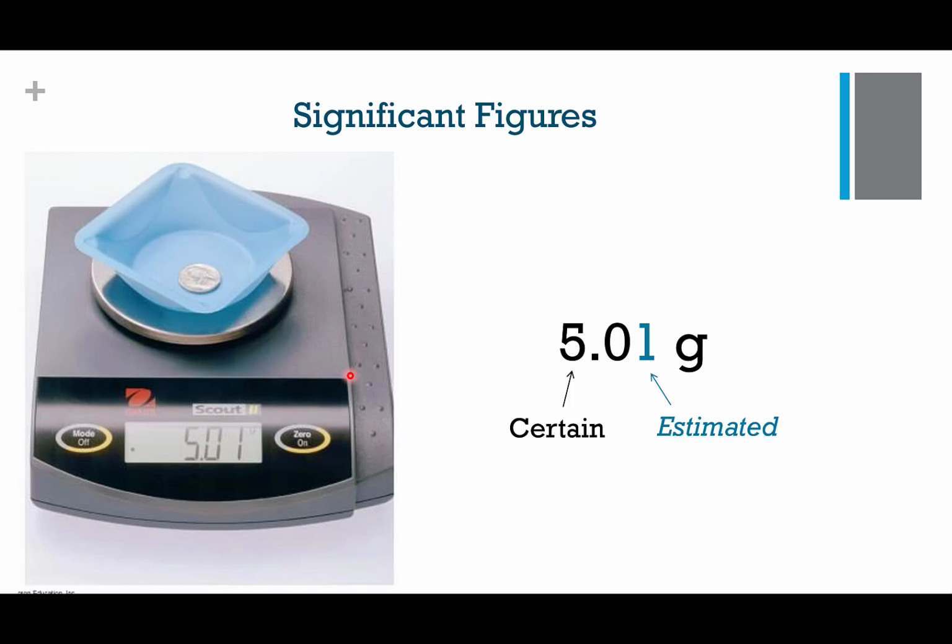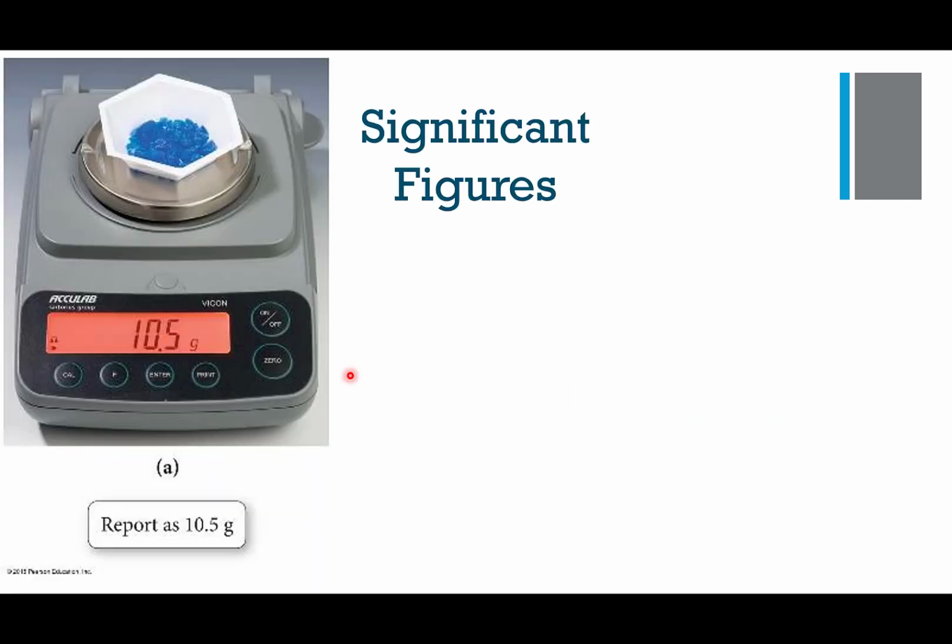The other digits in this case are certain digits. We know without a shadow of a doubt this nickel is 5.0 grams. That last digit is where things start to get a little fuzzy. If I were to ask you how many sig figs this gives us, this scale would give us 3 significant figures.